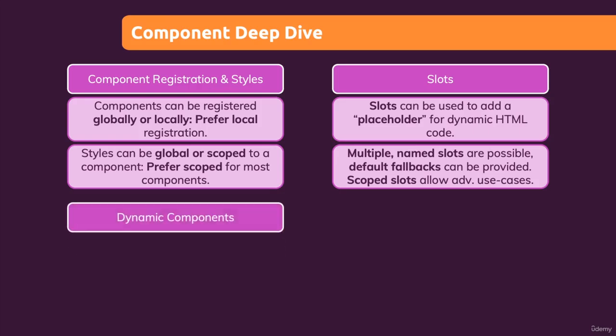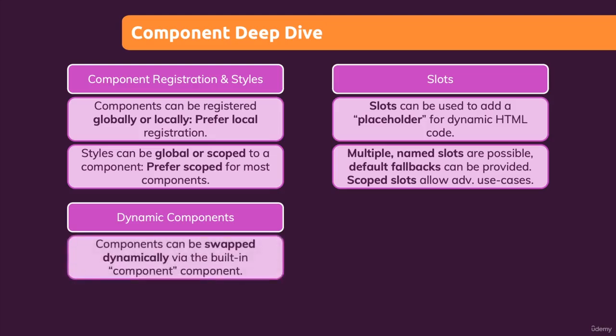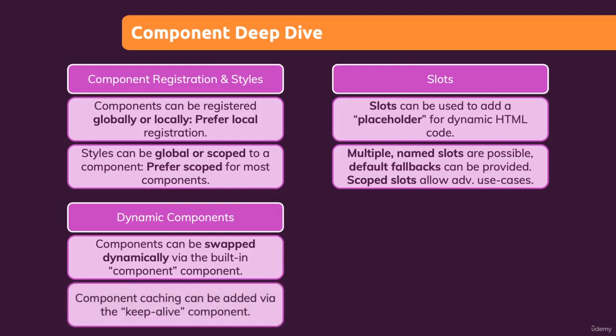We also have dynamic components. Dynamic components is a feature built into Vue unlocked with the built-in component. This can be used to dynamically swap it for different components you defined, and you can also control the caching of that component with the built-in keep alive component, as you learned it in this module. We will also use this feature in the next course module, so in the project we're going to build there.